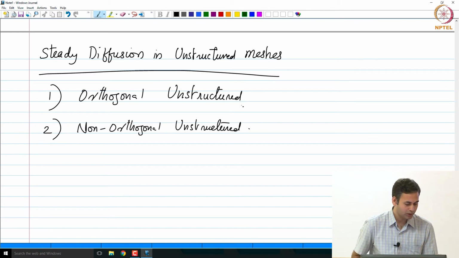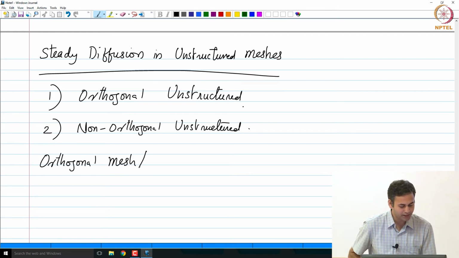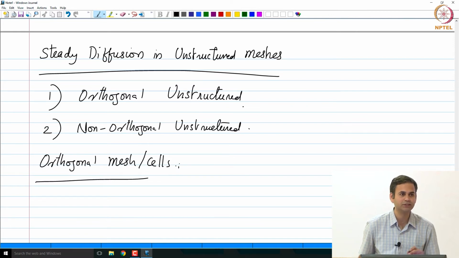Now, what is an orthogonal mesh? What are orthogonal cells or what is an orthogonal mesh? We have discussed this a while back during the initial lectures. What is an orthogonal cell? Anybody remembers? Or what is the consequence of having an orthogonal cell? This also we have discussed till now, right? What is the consequence of having an orthogonal mesh?